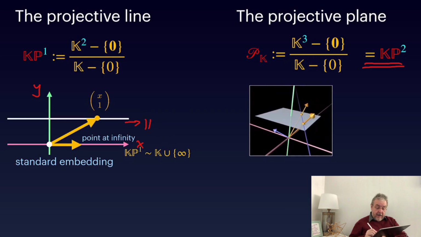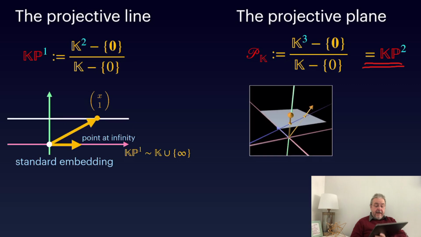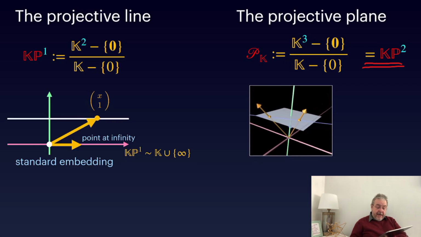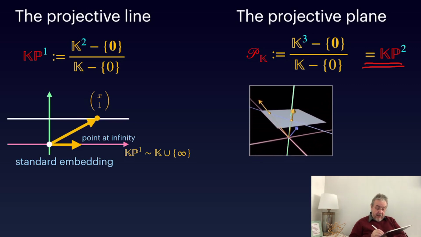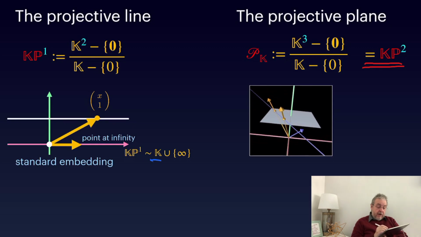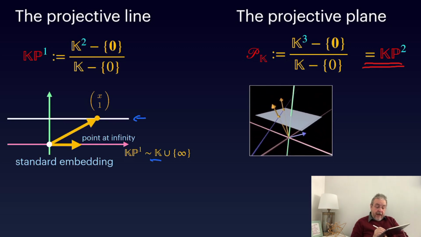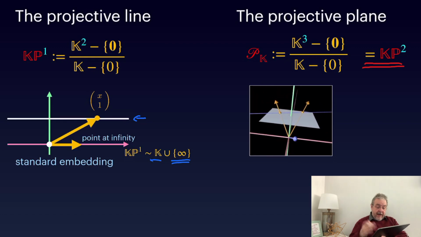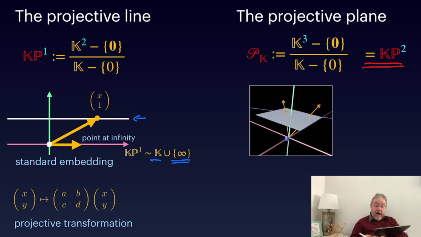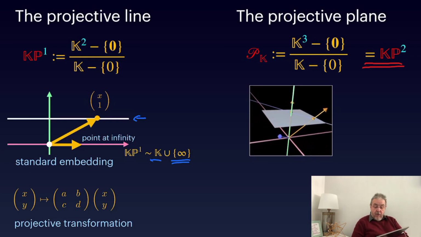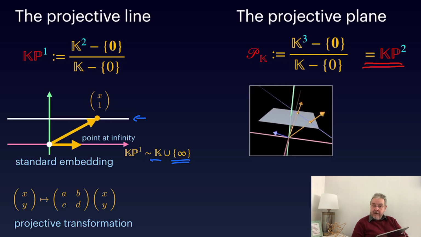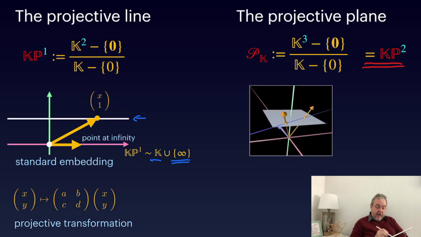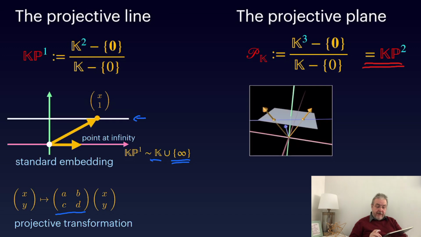So in a certain sense, we can consider KP1 as being the field K, which corresponds to all points on the number line, plus one additional point at infinity. Let us do some calculations here. Let us first introduce one more important concept. You have projective transformations on those lines, which are simply multiplications by non-degenerate 2x2 matrices.